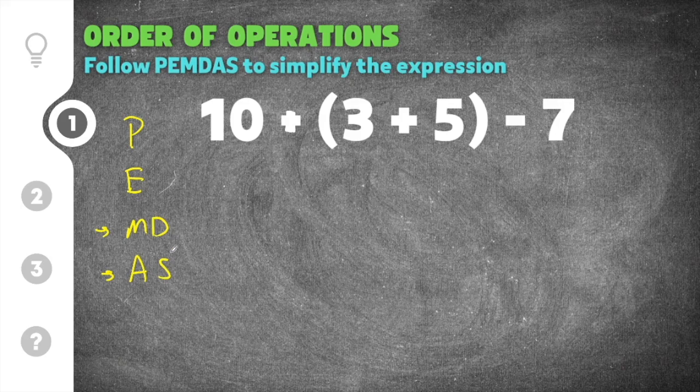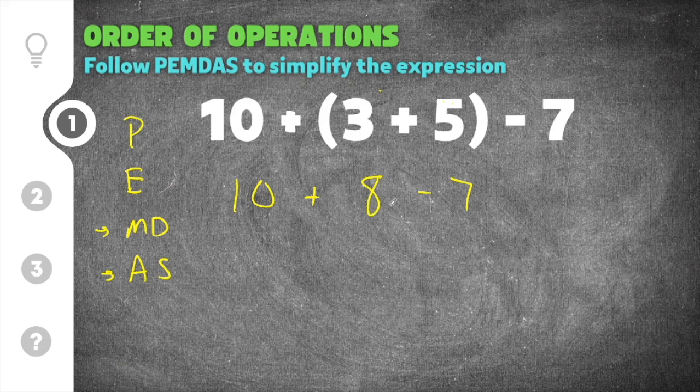The first thing in order of operations is a parentheses, which is what the P stands for. In this problem, we do have parentheses, so we have to do everything inside of those parentheses first. So we're going to do 3 plus 5 as our first thing because that's what's inside of the parentheses. Now 3 plus 5 is 8. So I combine those and then I bring down 10 plus 8 minus 7. So I bring down the other parts of the expression that were not changed.